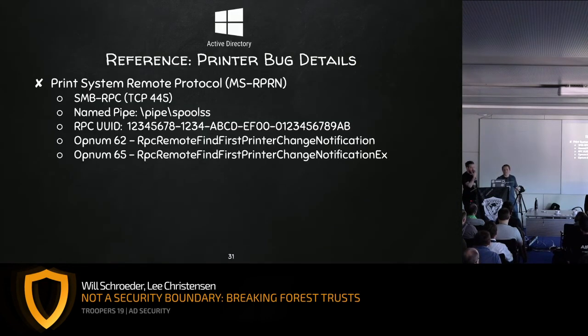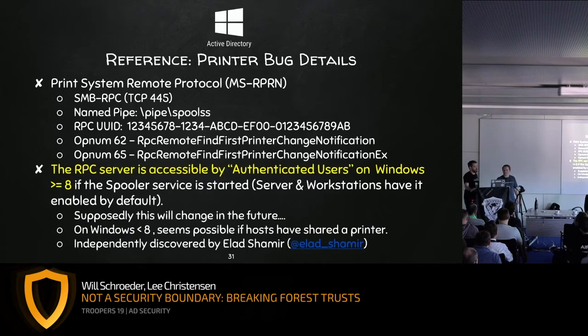So just a few details behind it, like that's some protocol information. One thing I do want to note is it's on TCP 445. It's using SMB RPC, so that's exposed a lot in environments. Likewise, this is very important to note, the RPC server is accessible by authenticated users on Windows greater than 8. So remember when I mentioned that very specific thing between forests, when you get that referral, you have authenticated users in your SID. So this means that anyone in Forest A can trigger the printer callback coerced authentication bug in Forest B.